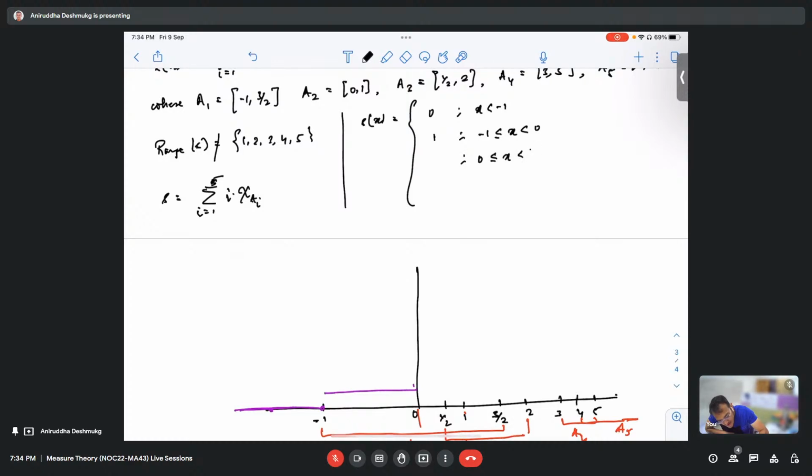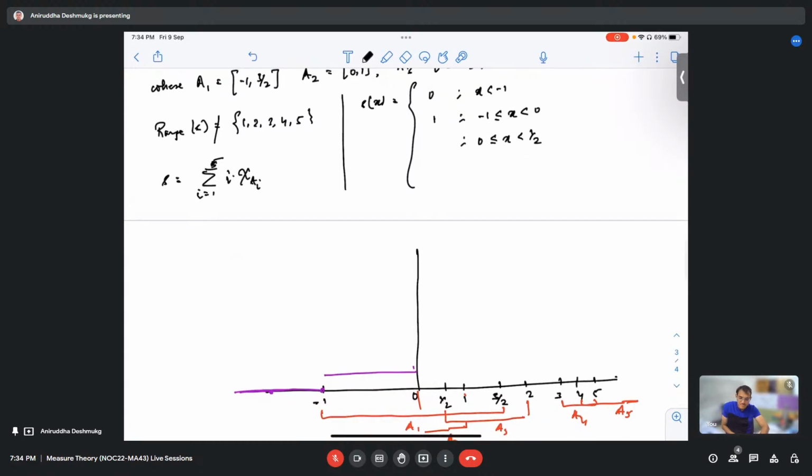Because see, I have sort of partitioned this. So let us look at these smaller intervals and see what happens there. What happens between 0 to half? It is 3, right? Because it is inside A1 and A2 and no other sets. So it is 3.